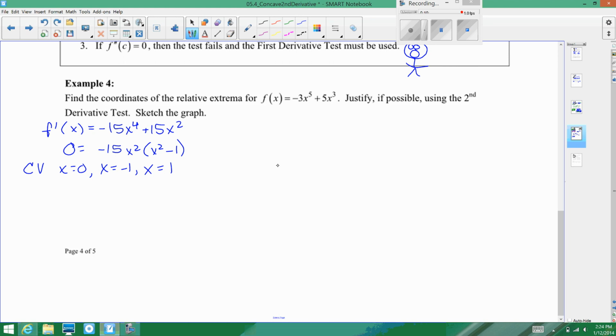Alright, so find our second derivative here. It's easier probably to use this form rather than this one. Alright, negative 60x to the third plus 30x. Alright, so here we can just analyze, test the different values. If we plug in 0, we get 0. So that means we have to use the first derivative test.